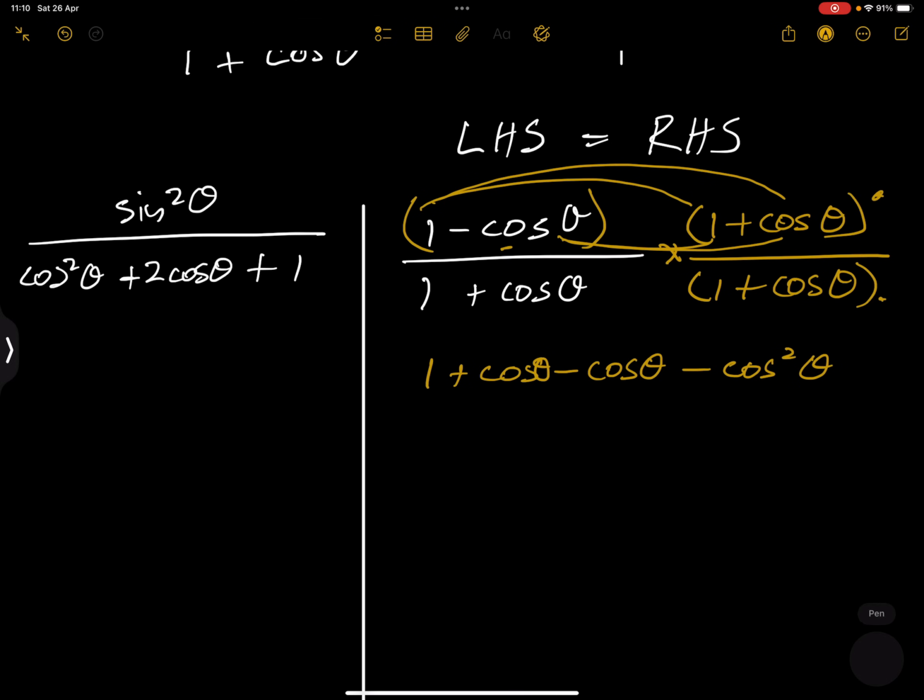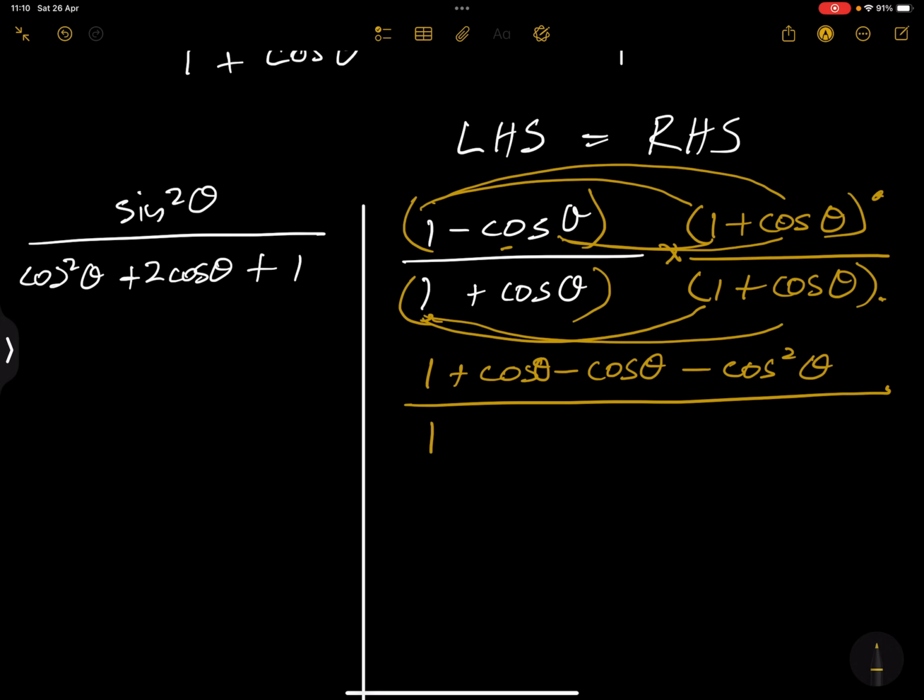And divided by, at the denominator, again, if we use our distributive law, right? Okay, so we've got 1 times 1, which is 1. We've got 1 times cos of theta, which would be cos of theta. We've got cos of theta times 1, which would be cos of theta. And finally, cos theta times cos theta, which would be cos squared of theta.